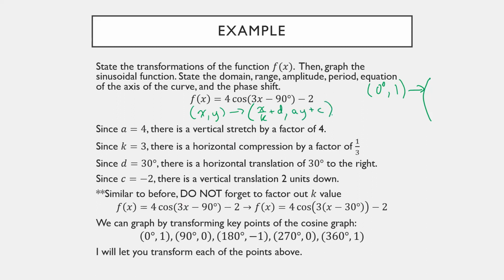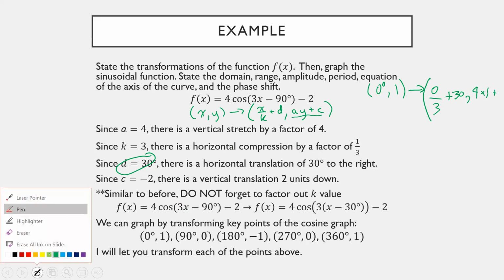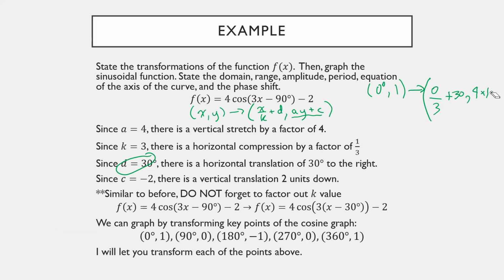In our case, since our k value is 3, I'm going to take the x coordinate, which is 0, and divide by 3. Then I'm simply adding the d value, which, be careful with this, is 30 degrees. So I take 0 divided by 3, plus 30. For the y, I'm taking a times y. The a value is 4, so it's 4 times 1, and then I simply add whatever the c value is. In this case, because it's negative, I'm subtracting 2. So this is what I have so far.